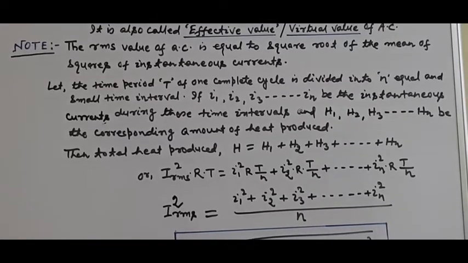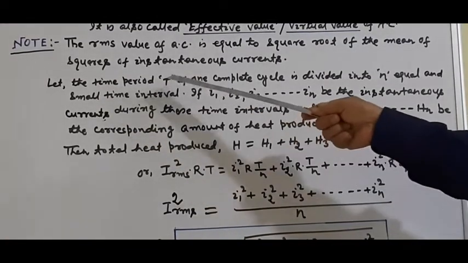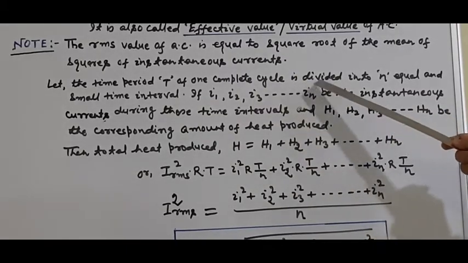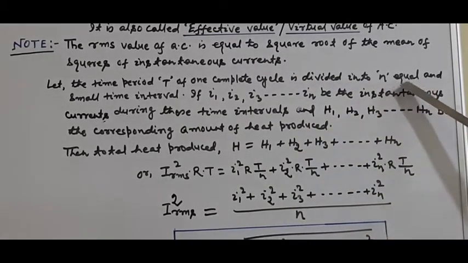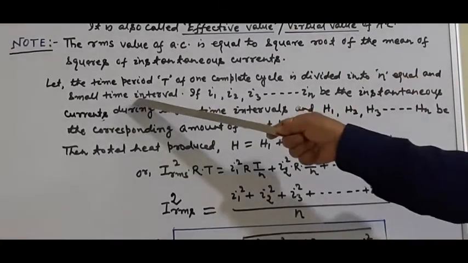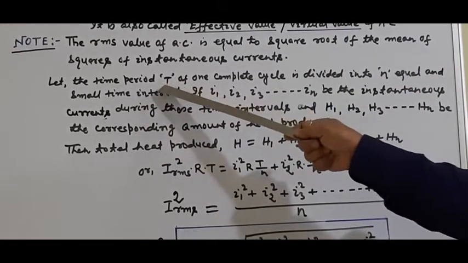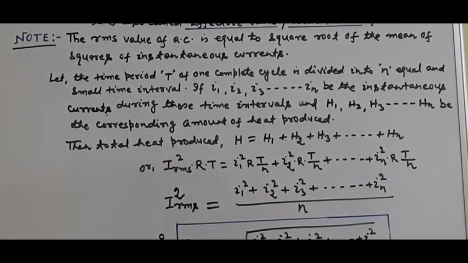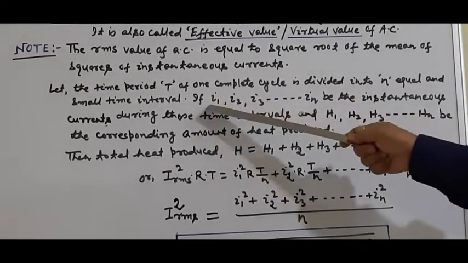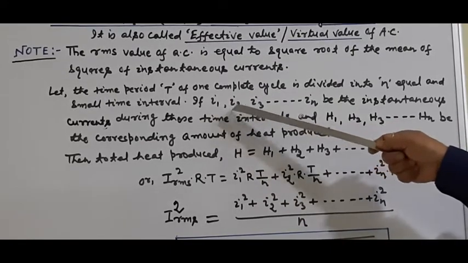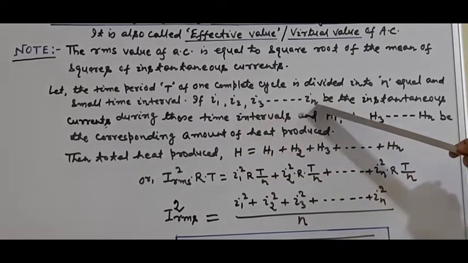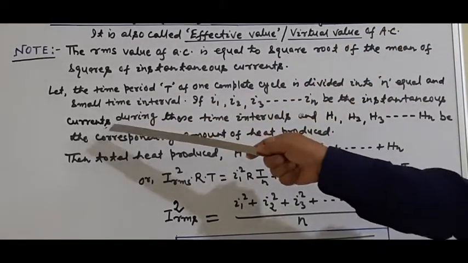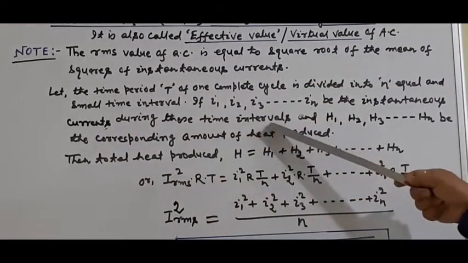So suppose the time period T of one complete cycle of AC is divided into n equal and small time intervals. This complete T, total time period, is divided into n number of equal and small time intervals. And if I1, small I1, I2, I3, up to In be the instantaneous currents during these time intervals.